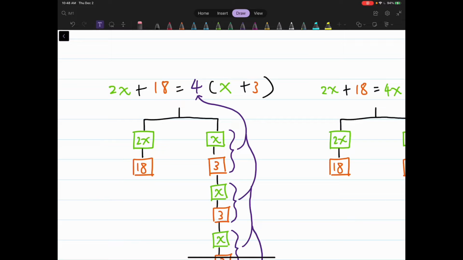Hello everyone, I hope you guys are doing well. Today we will be talking about multi-step equations and how to solve them.